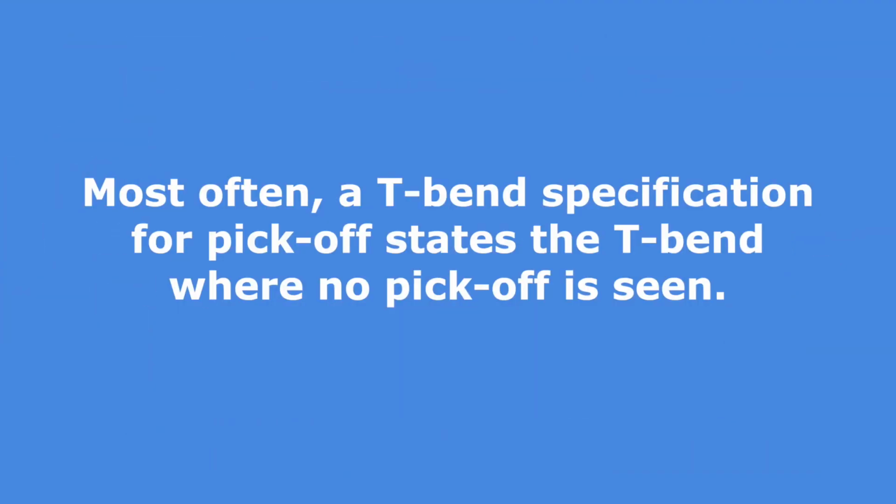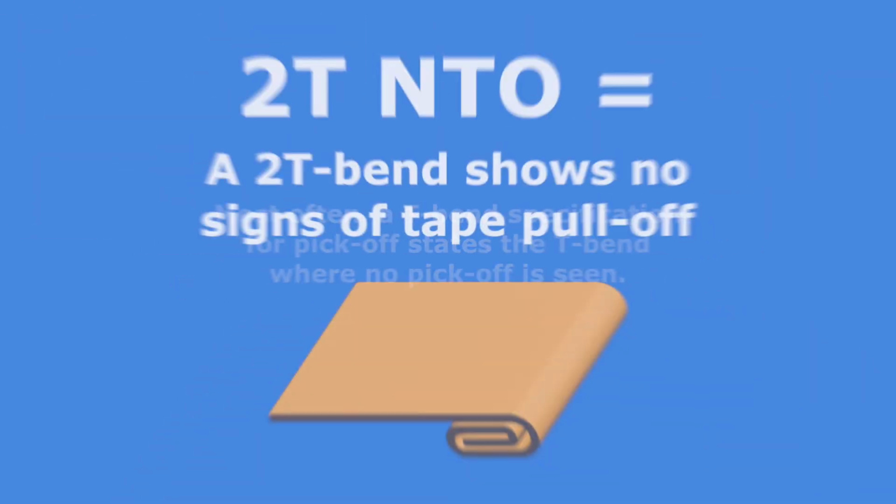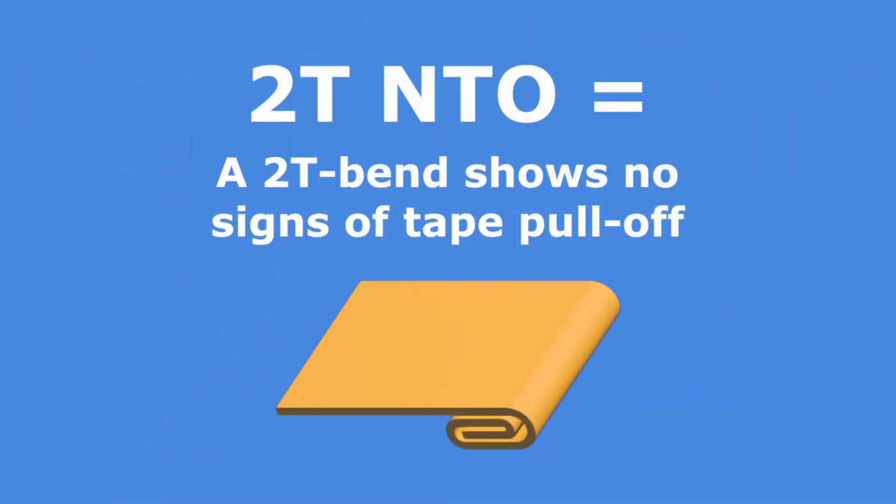Most often, a T-bend specification for pick-off states the T-bend where no pick-off is seen. In the coil coating industry, terminology such as 2T NTO is used, which means that a 2T bend will show no signs of tape pull-off. In the building products industry, where the metallic coated steel is expected to provide the necessary corrosion protection, some amount of cracking of the coating is often acceptable.